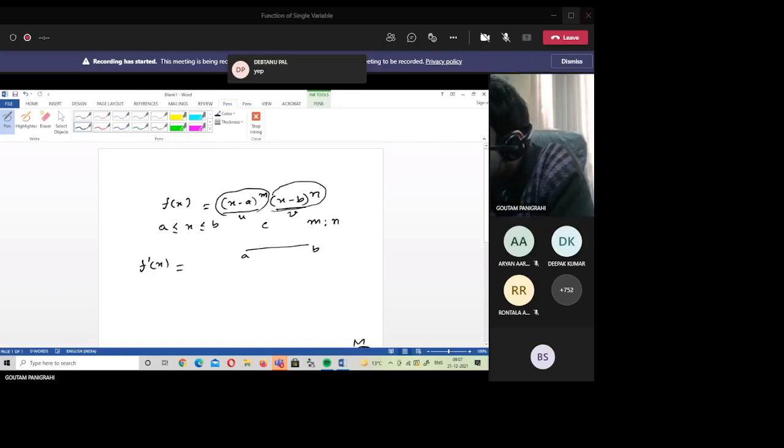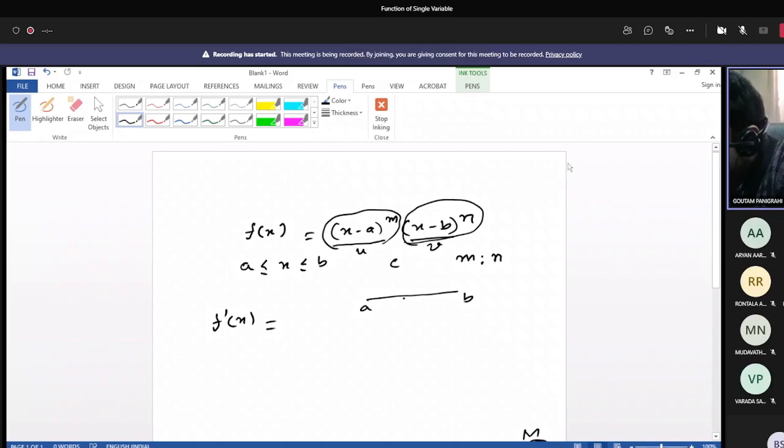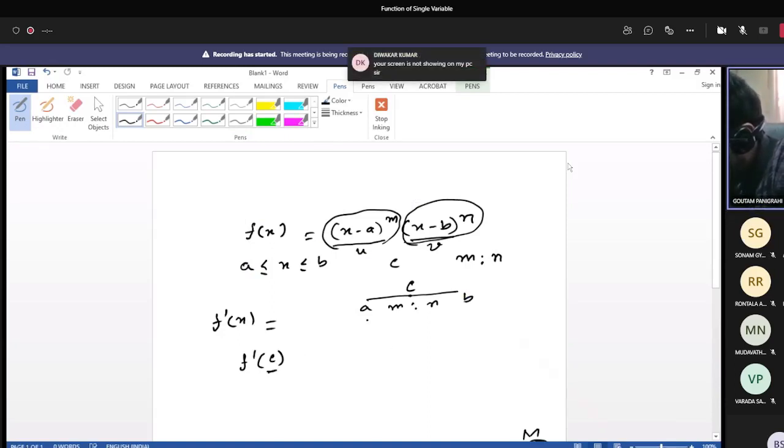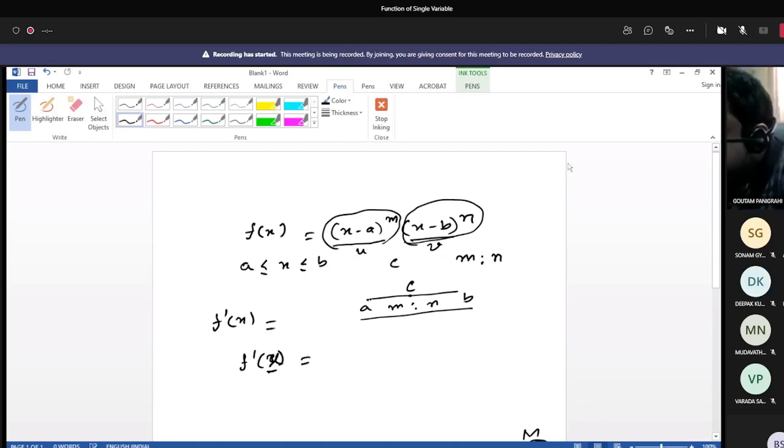Using Rolle's theorem, you have to prove that the function divides the interval with ratio m is to n, and you get a point C, so that f dash C, at the point C, will divide the interval AB with ratio m is to n. In that case, at first you have to find out f dash x. What is f dash x?